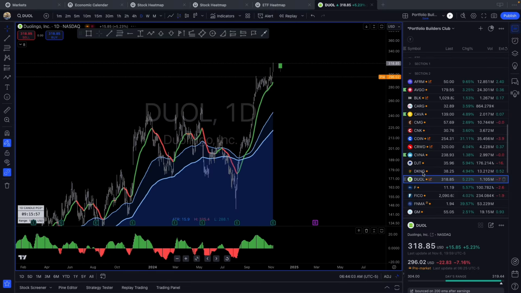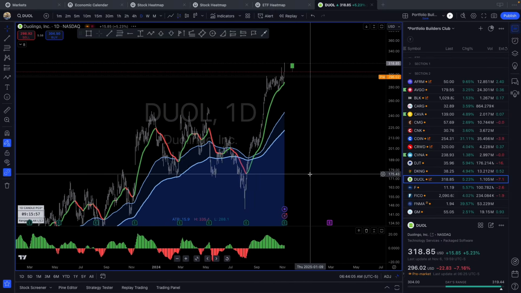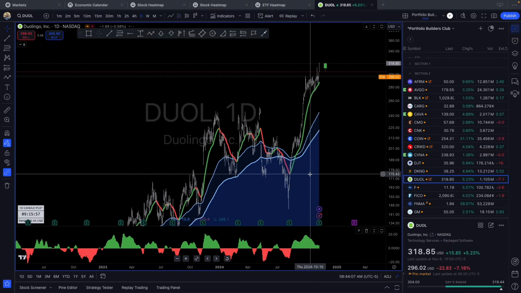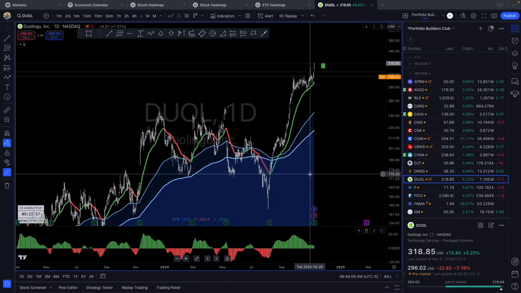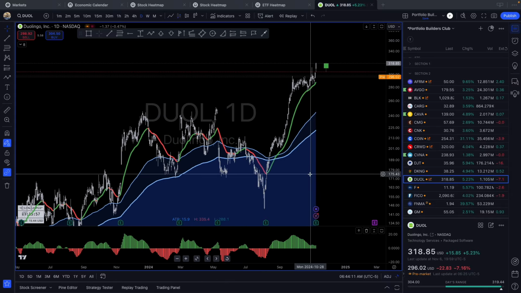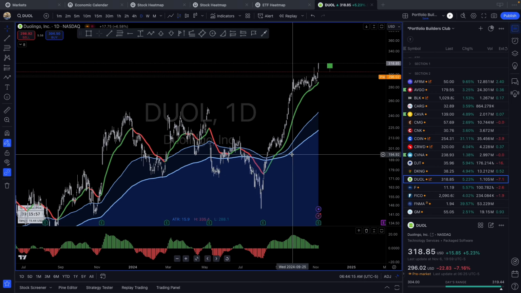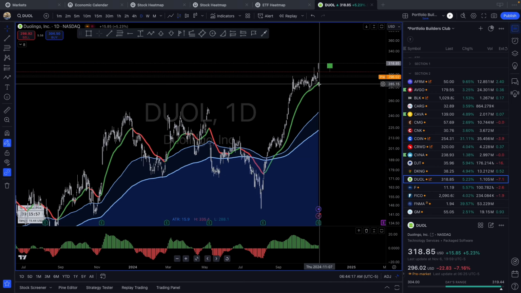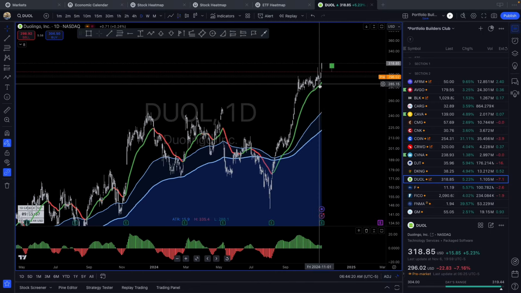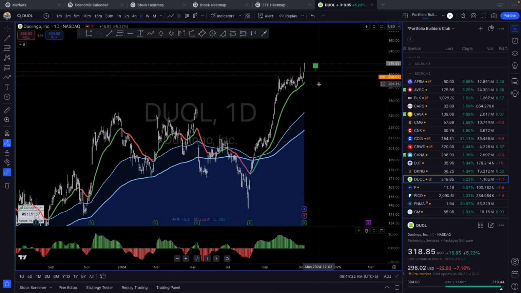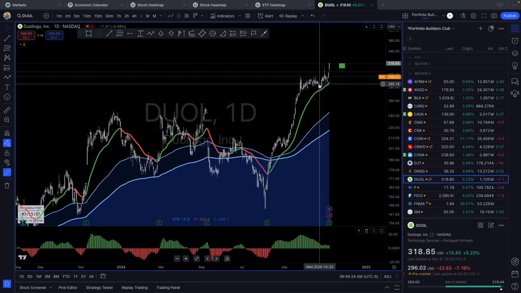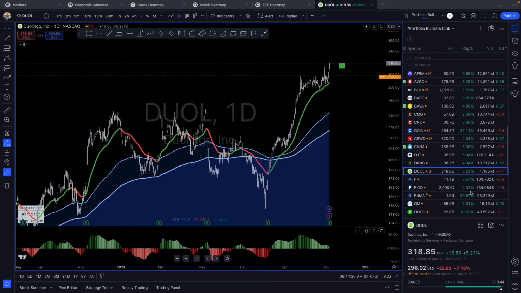All right, Duolingo. So Duolingo is definitely taking off. Many people use this to learn different languages. Very effective software. So we would expect this to continue up, and as a long-term investment, just to be a great long-term investment overall. So definitely take a look at that and do your research on that.